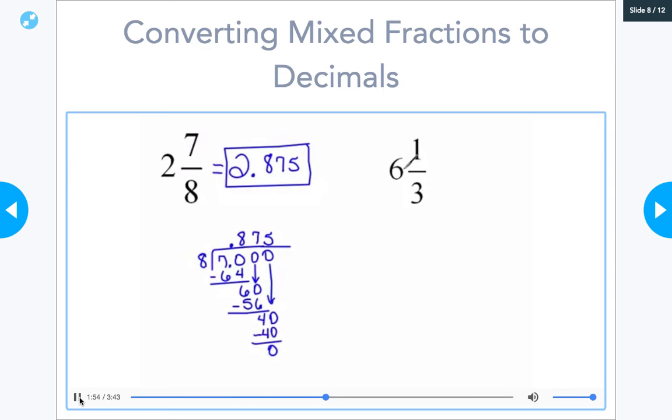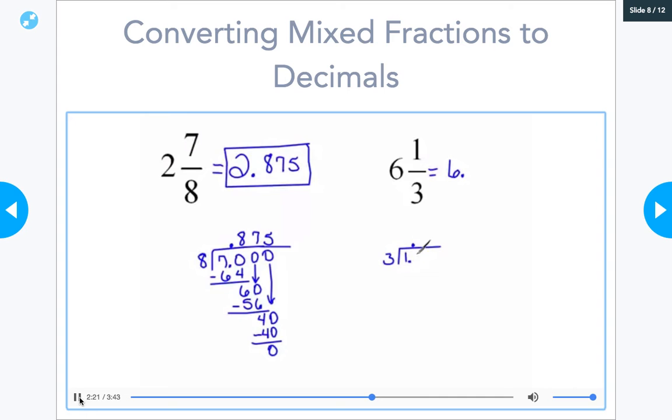All right, let's try another one here. Here we have 6 1/3. So again, 6 being the whole number part will be the exact same thing in the decimal equivalent. It will be the whole number part, the part to the left of the decimal. So the only thing really we need to convert is the 1/3. So let's do the division. 1 divided by 3. And we're going to put our decimal right behind the 1 where it occurs.